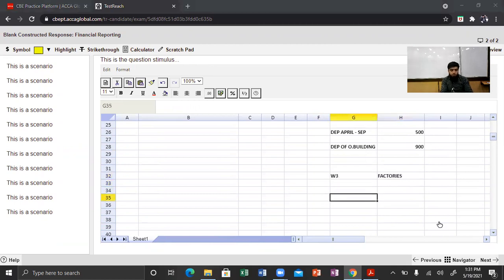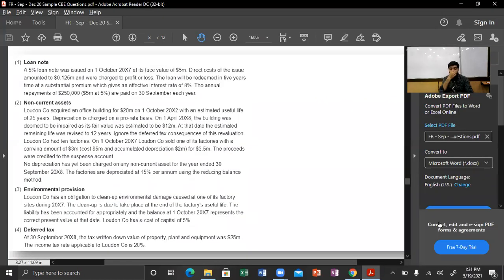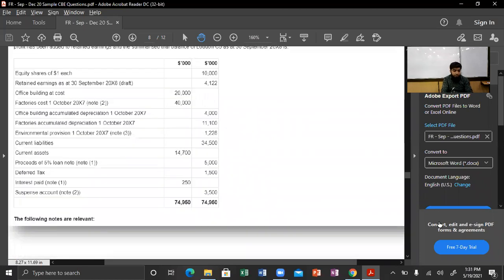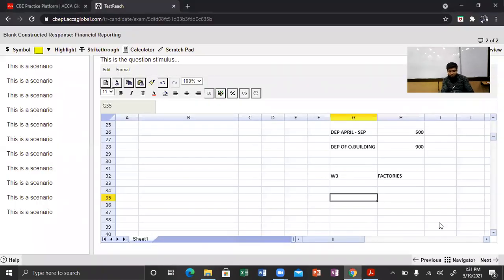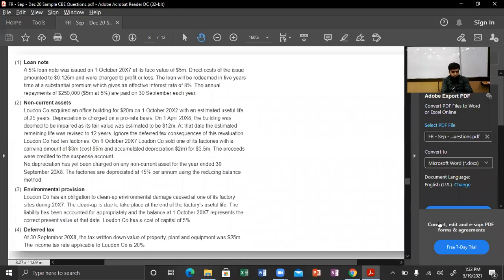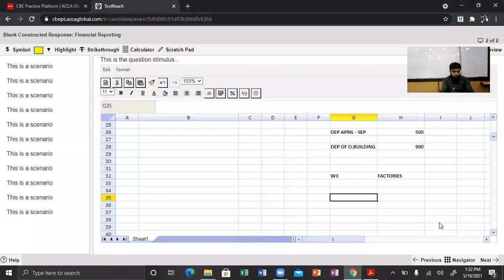Now, what are they saying about the factories? They have sold one of the factories for 3.5 million. But what they did, the proceeds were credited to the suspense account. It means there should be a suspense account balance in the trial balance. Yes, there is a balance of 3,500. That means 3.5 million is in the suspense account. So let's see what the entry should have been and what they have done, or where they made the error.